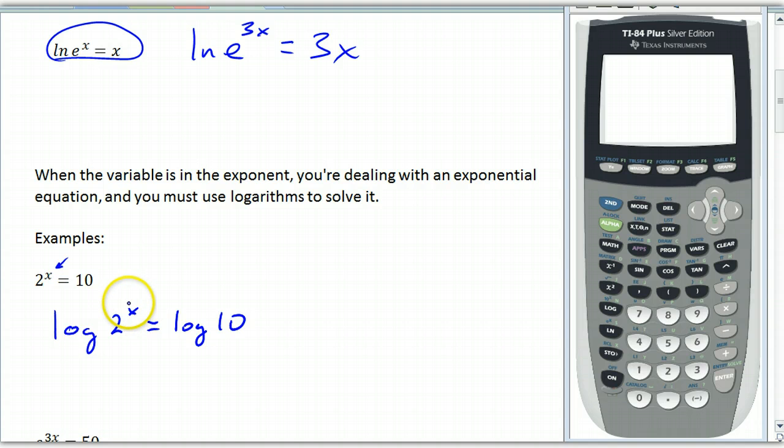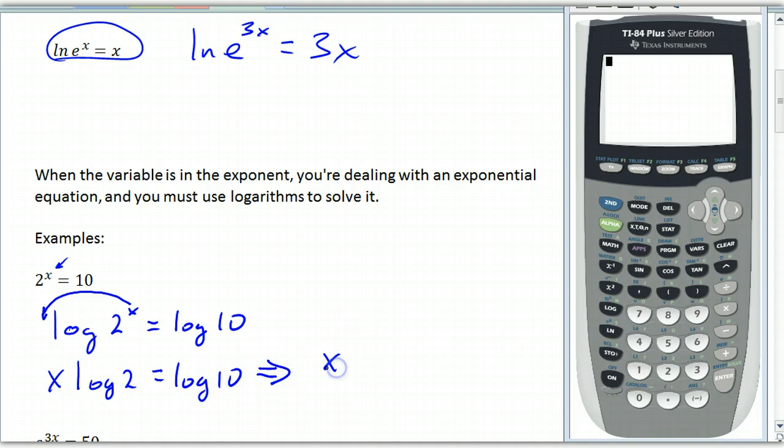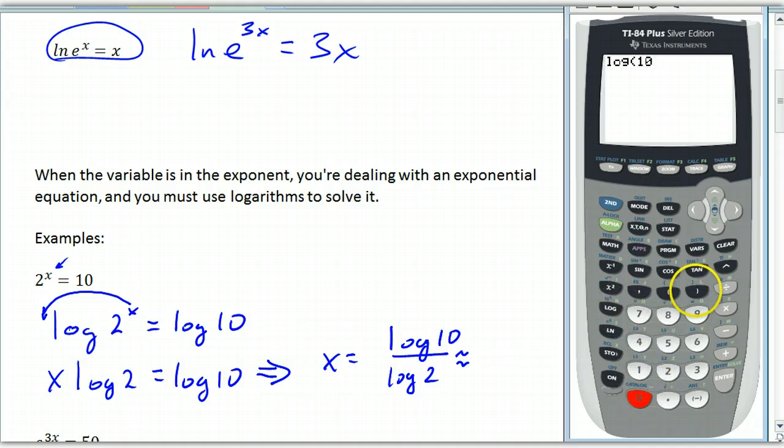And by properties of logarithms, that x can now come around front. So I have x times the log of 2 equals the log of 10. And from that, we get that x equals the log of 10 divided by the log of 2, which is approximately, over here, log of 10, make sure you close off that with parentheses, divided by log 2. And it's about 3.322.